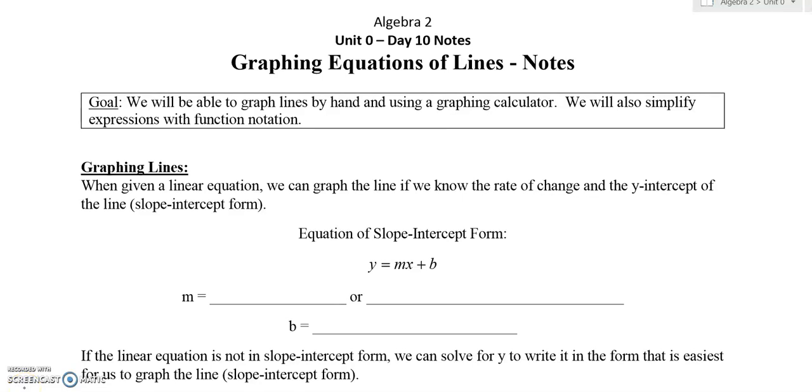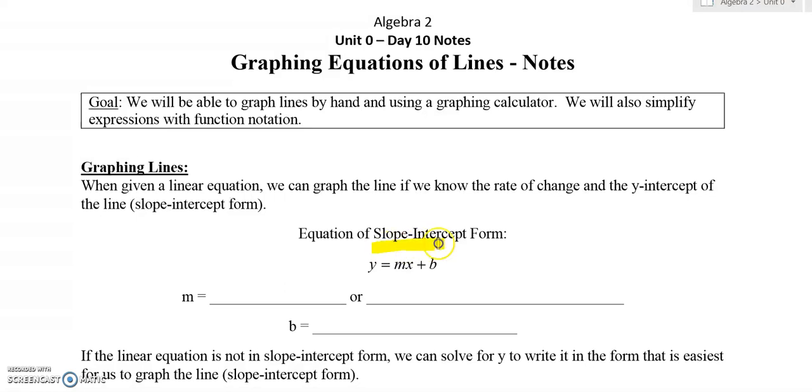We are on day 10 notes. The title is Graphing Equations of Lines. Here we go, graphing lines. When given a linear equation, we can graph the line if we know the rate of change and the y-intercept of that line. So, slope-intercept form.